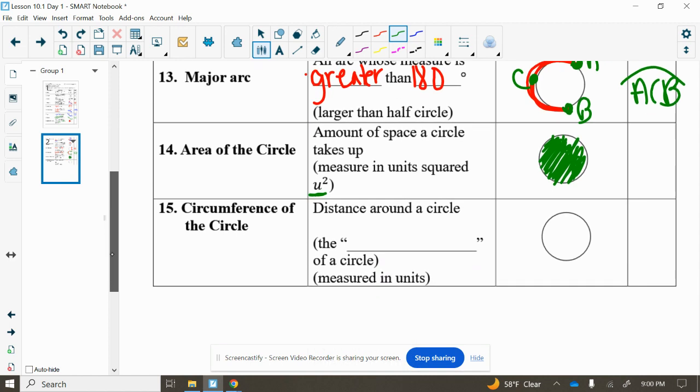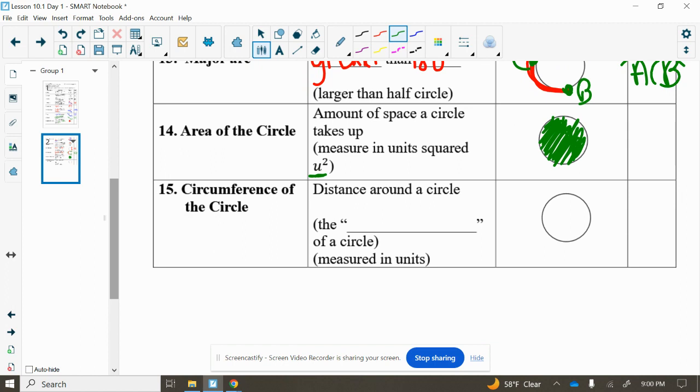The circumference of the circle is the distance around the circle. We like to think of it kind of as the perimeter of your circle. So instead of including all the toppings on your pizza, you're just talking about that outer crust and the length of that. Similar to perimeter, it is measured in units, not units squared.